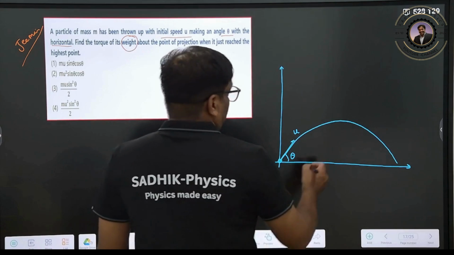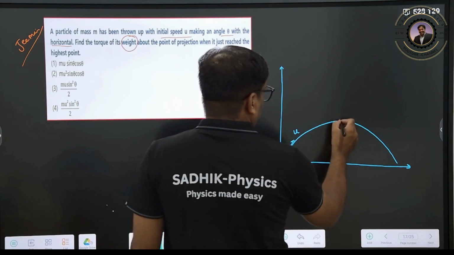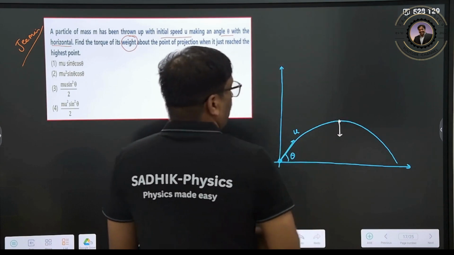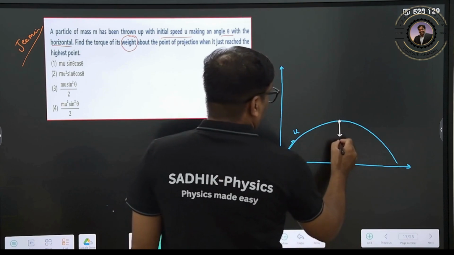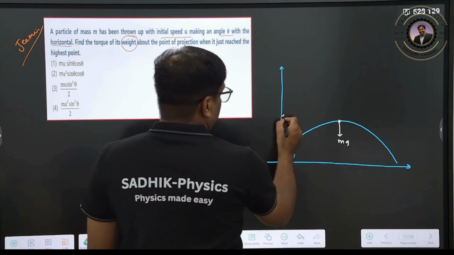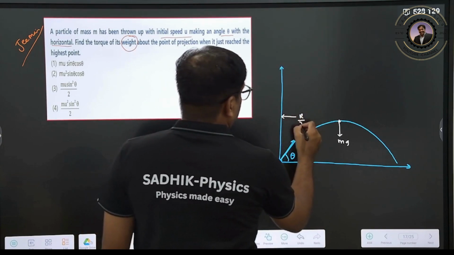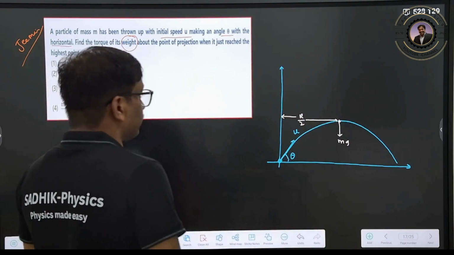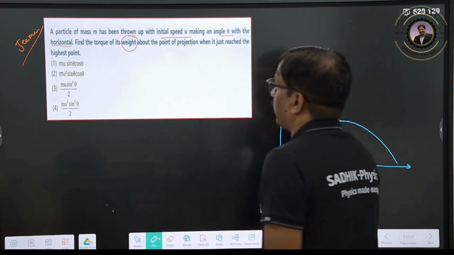Therefore the torque at the highest point. At this point, what force is acting? The force is acting downward like this, and downward is nothing but mg. So this is the torque. What will be the perpendicular distance at the maximum height? That is nothing but R by 2, half of the range. Clear? This is the torque which is created at this point.